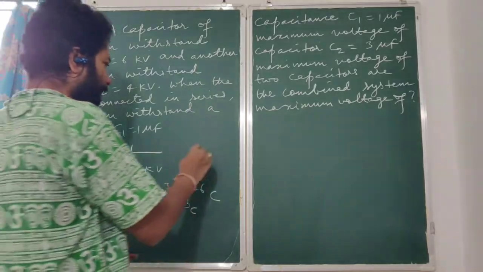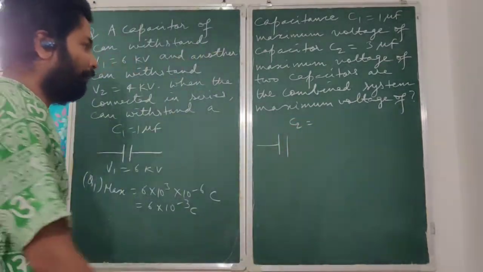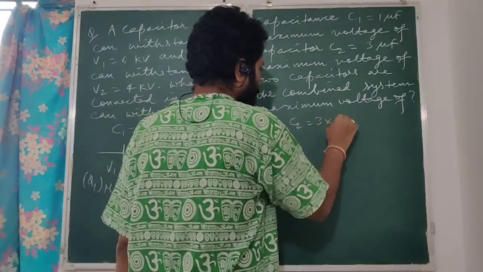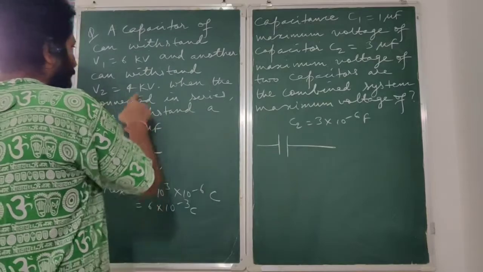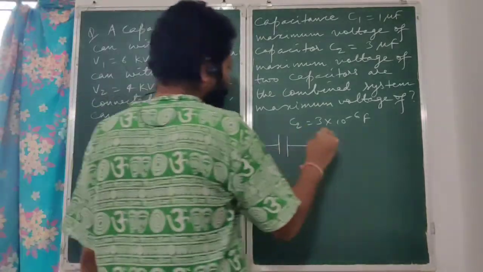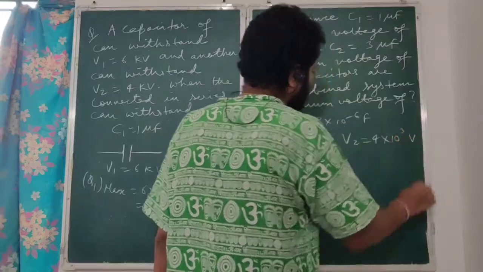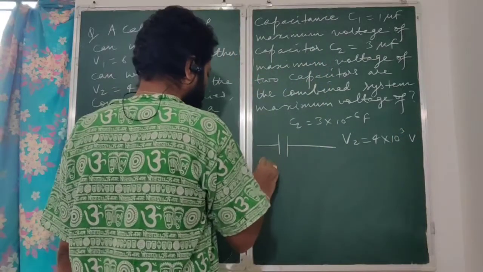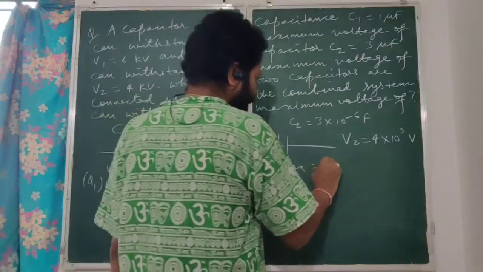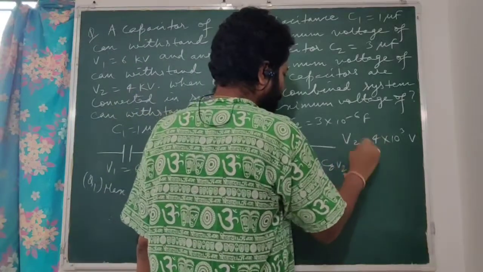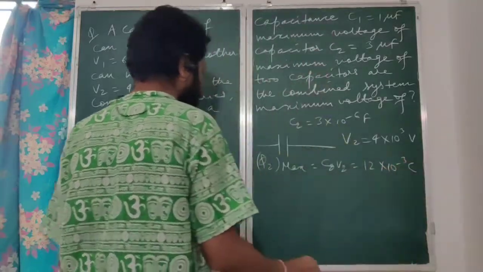What about the second capacitor? C2 is given as 3 microfarad. So 3 into 10 to the power of minus 6 farad, and it can withstand a maximum voltage V2 of 4 kilovolt. So 4 into 10 to the power of 3 volt. So what is the maximum charge which can come on this, Q2 max? It will be C2 V2. So it will be 4 threes are 12 into 10 to the power of minus 3 coulomb.